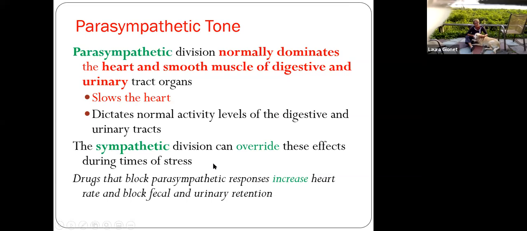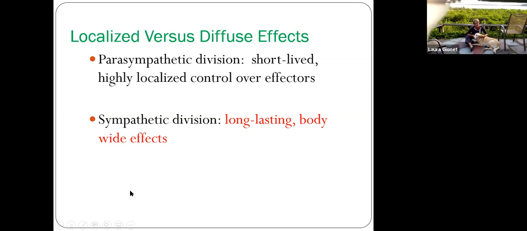The sympathetic division can override these effects during stress, as we know, because then we will increase heart rate and inhibit gut motility and urine formation, when we need to be in fight or flight mode. So that's important to understand. Parasympathetic division, vagus nerve rides the heart and conserves its energy, slows it down. Its effect is inhibitory to slow down heart rate, because otherwise it'll be like a runaway train going downhill, and there's no brake system. And so you need to ride the brake all the time. Drugs that block parasympathetic responses increase heart rate and block fecal and urinary retention. So that will come back later once you get into your nursing program or PA program, whatever you're interested in.